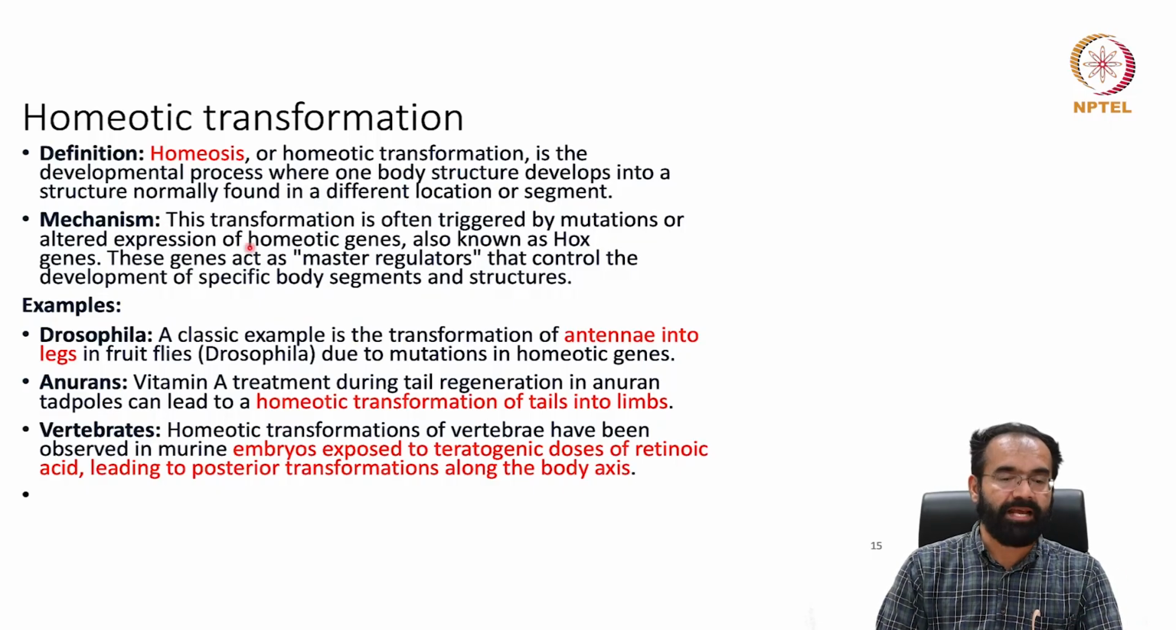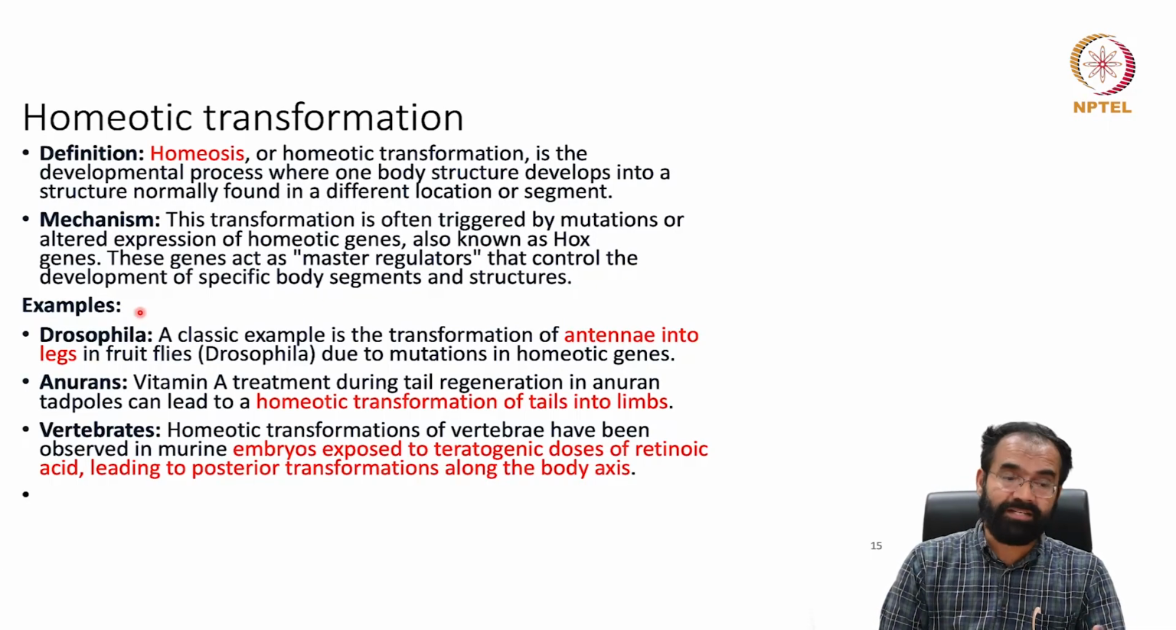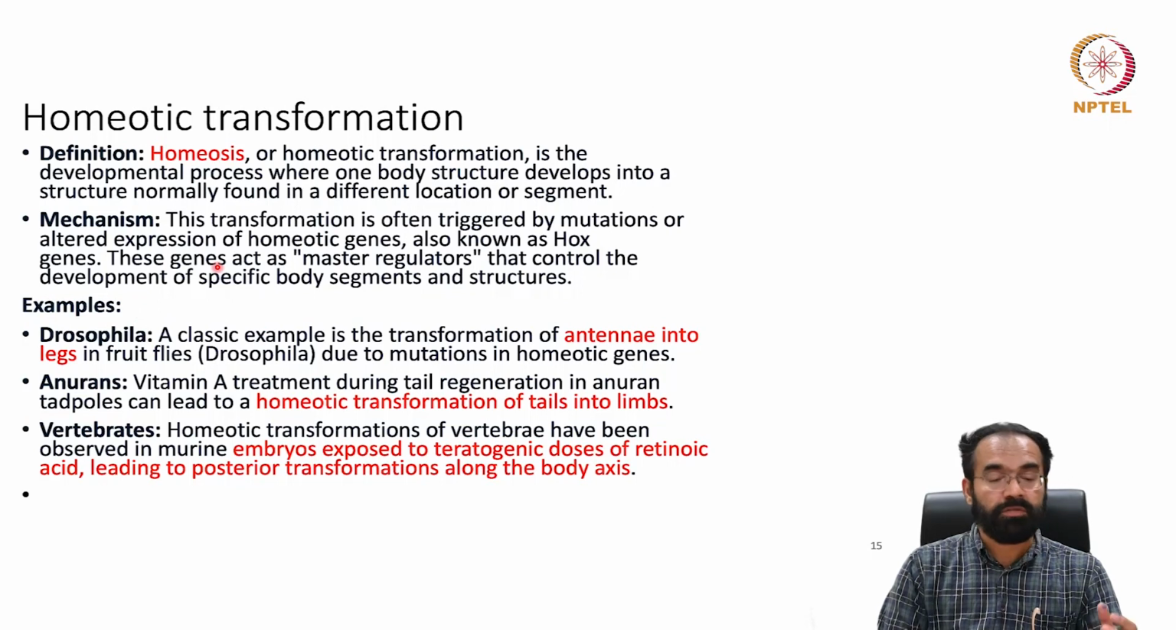Mechanism: how does this happen? This transformation is often triggered by mutations or altered expression of homeotic genes, also known as Hox genes. These genes are master regulators that control the development of specific body segments and structures. Some examples include Drosophila.